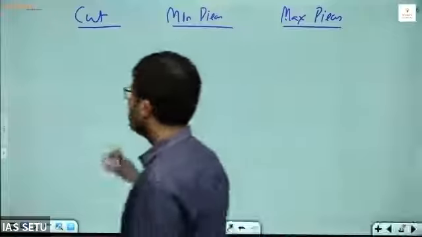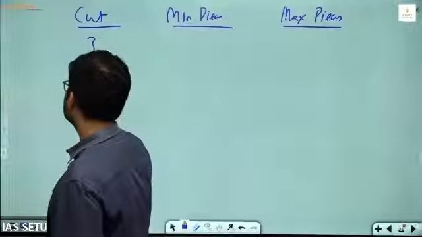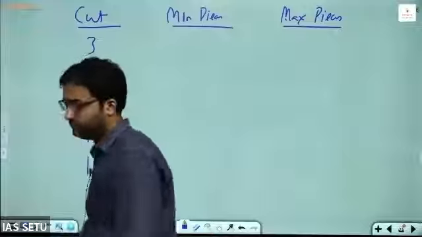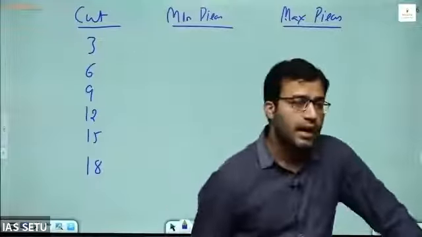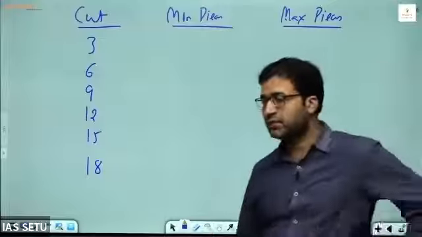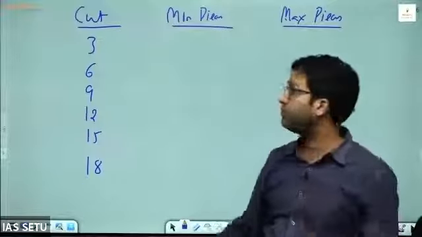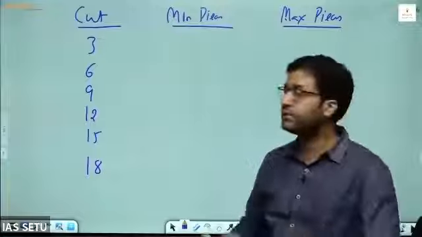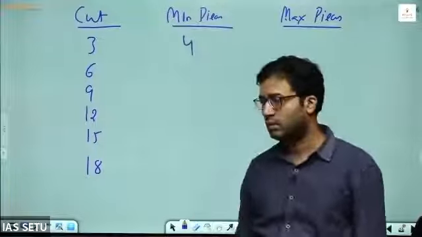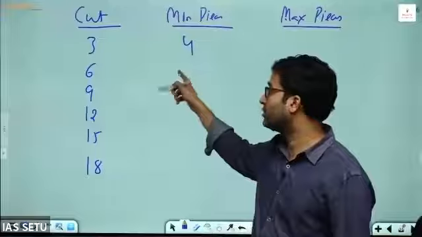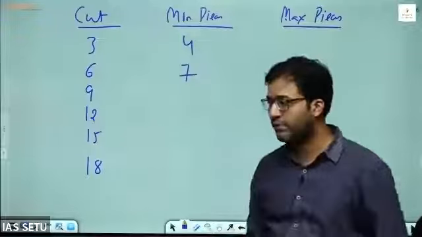Like here, number of cuts given 3, 6, 9, 12, 15, 18. I always believe in division of labor. 50% work I will do, and my favorite work is minimum pieces. 3 cuts, how many pieces? 4. Put all three cuts on one axis, 4. If I put all 6 cuts on one axis, minimum pieces 7.